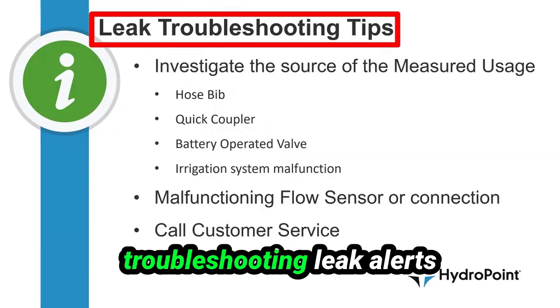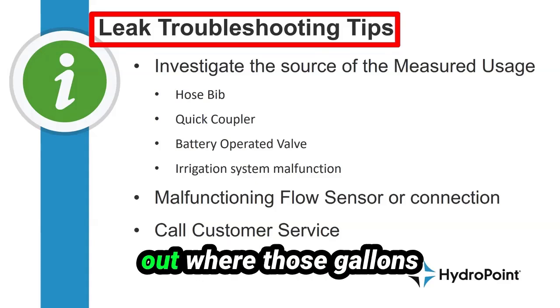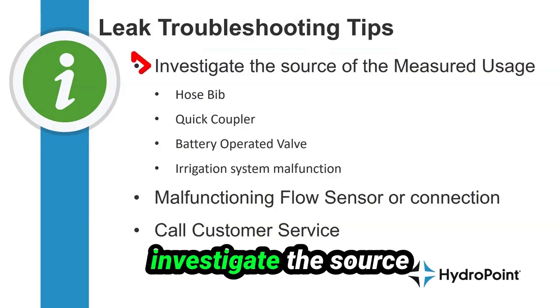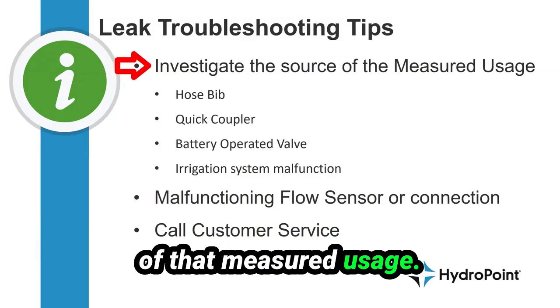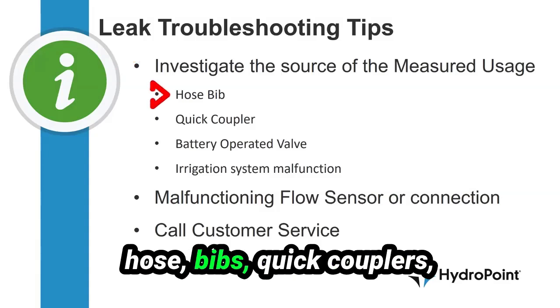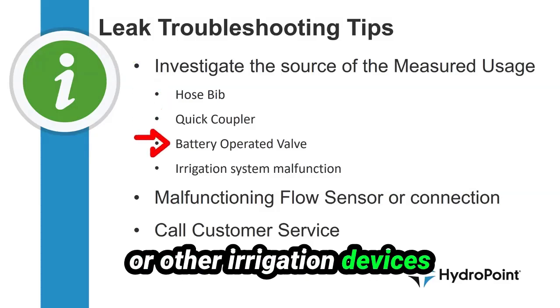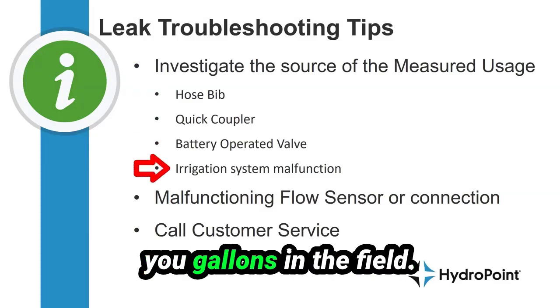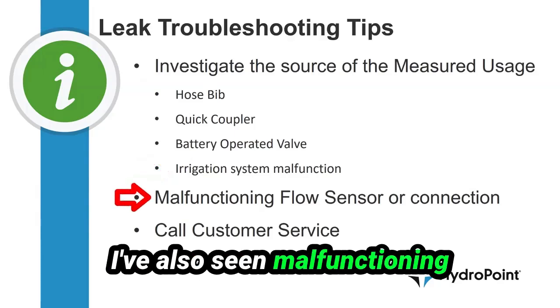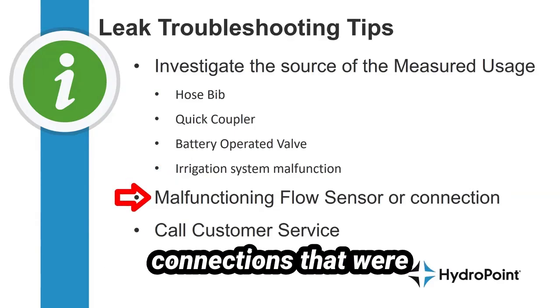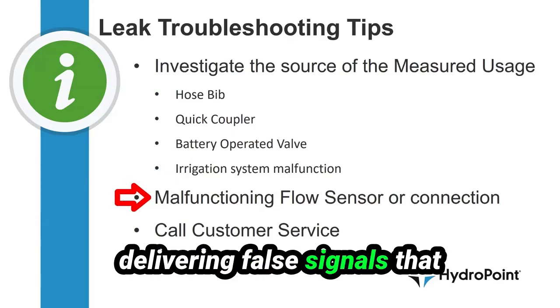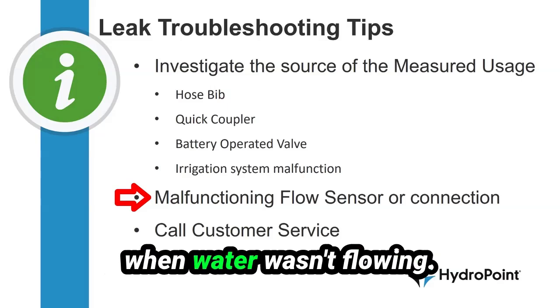And if you're in the field troubleshooting leak alerts and you want to figure out where those gallons are going, you need to investigate the source of that measured usage. Figure out who's using the hose bibs, quick couplers, or other irrigation devices that might be costing you gallons in the field. I've also seen malfunctioning flow sensors or flow sensor connections that were delivering false signals that were seen as measured usage when water wasn't flowing.